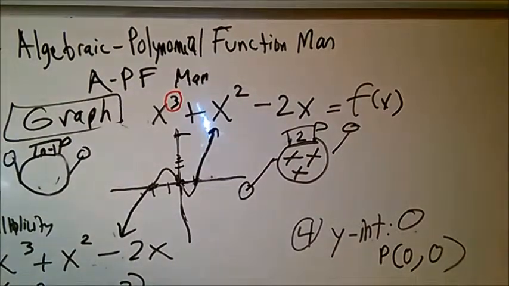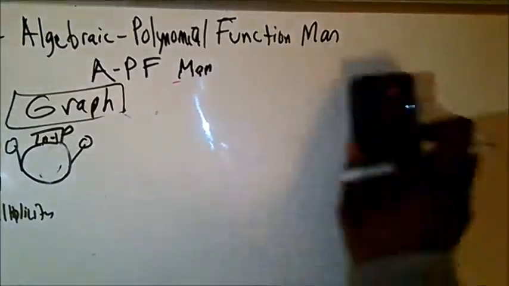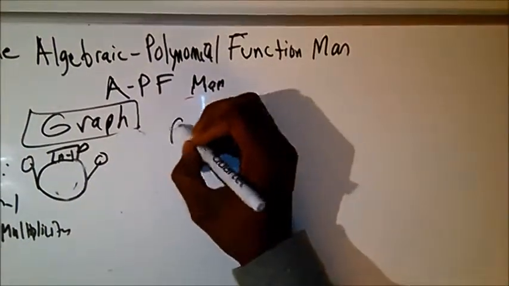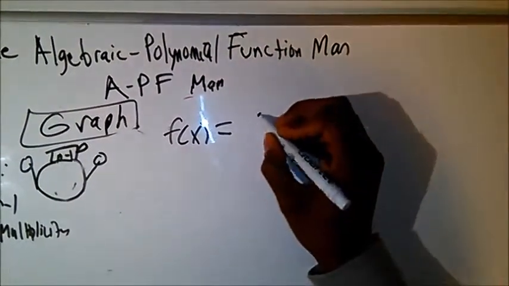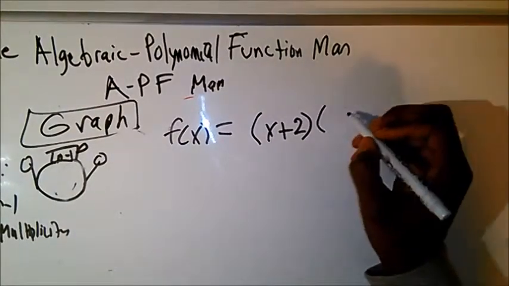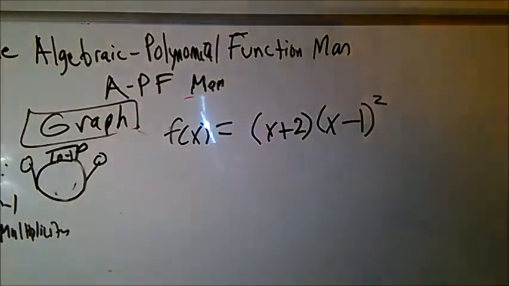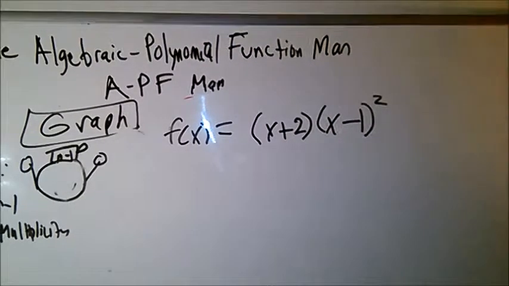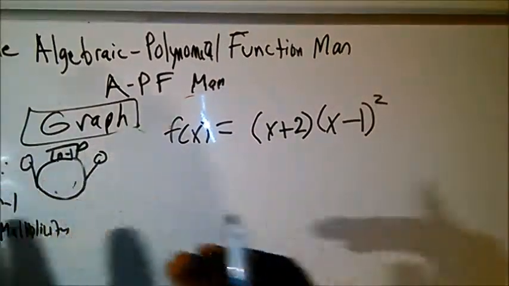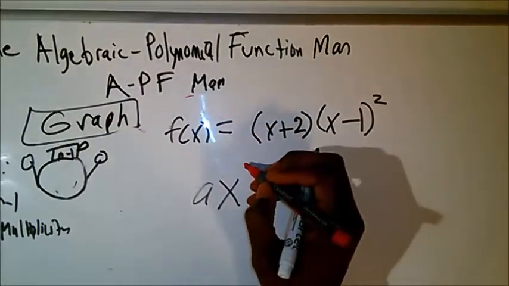Now, what if we're given this function here? We're given something like this. f of x is equal to x plus 2, and x minus 1 squared. Now remember, you have to determine the arms. In order to determine the arms, you have to find out what is the highest power up here. What is n?